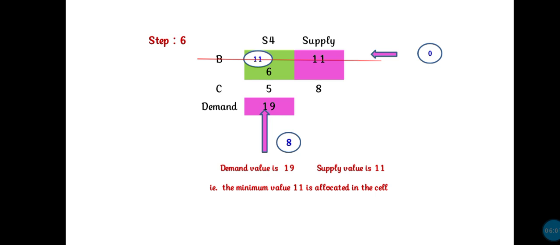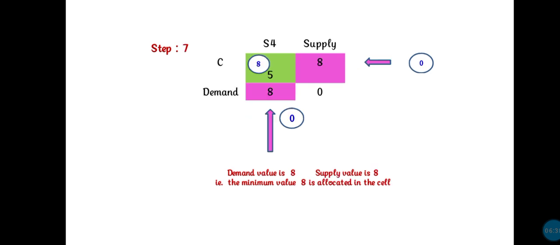Here the first cell is BS4. Here we are going to check the demand value and supply value. The demand value is 19 and the supply value is 11. So the minimum value is 11. We need to allocate the minimum value 11 in the cell BS4. Now subtract the value from demand and supply. We get 8 and 0. Where do we get 0? The B row supply value is 0. So we need to cross out the B row. Now move to the next step.